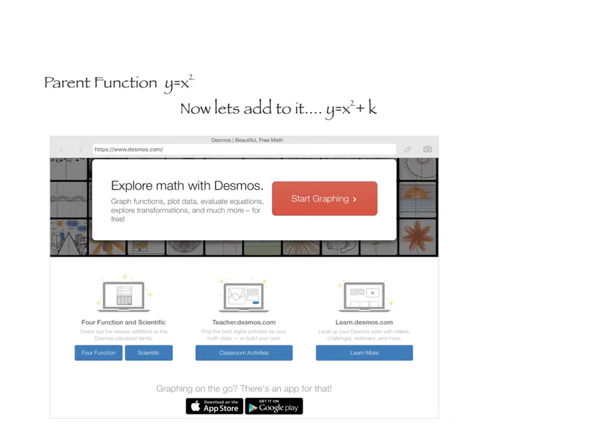Okay. My parent function was y equals x squared, right? Now let's add to it. I'm not going to put anything in parentheses anymore. So you're not going to have parentheses for these next set of problems. All you're going to have is this plus k at the end. That k moves up and down. So k moves up and down, but the sign stays the same. So turn the page and let's look at these.